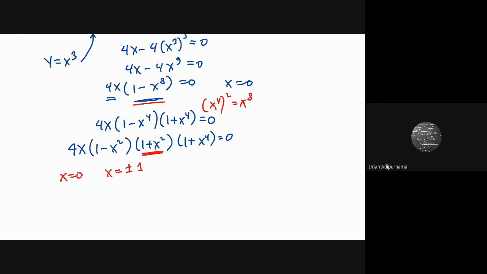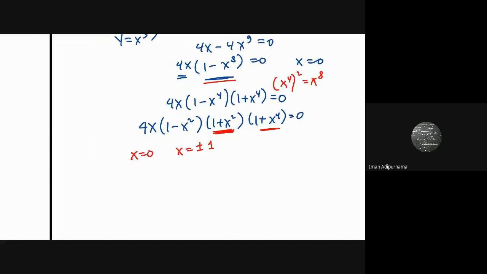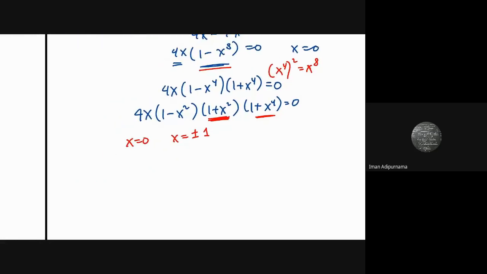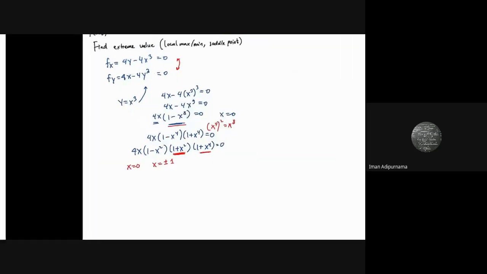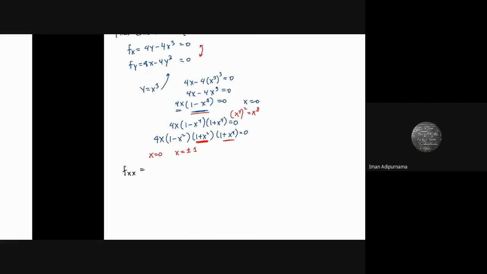This will be not conclusive, and this also not conclusive. So this is just our point that we can obtain, the real numbers that we can obtain. The other is maybe imaginary, so we don't really need to pay attention to the imaginary number. Okay, the next one is we take the second derivative.